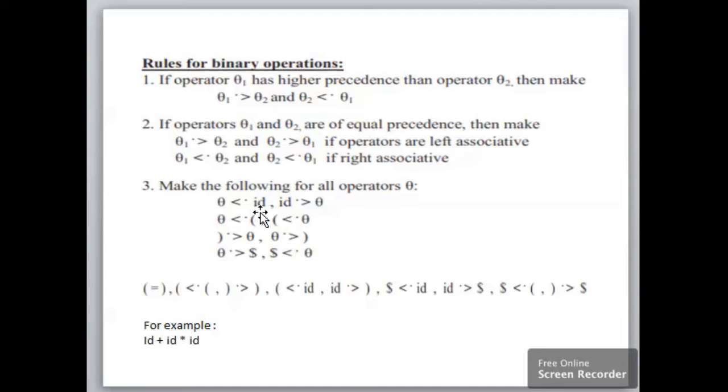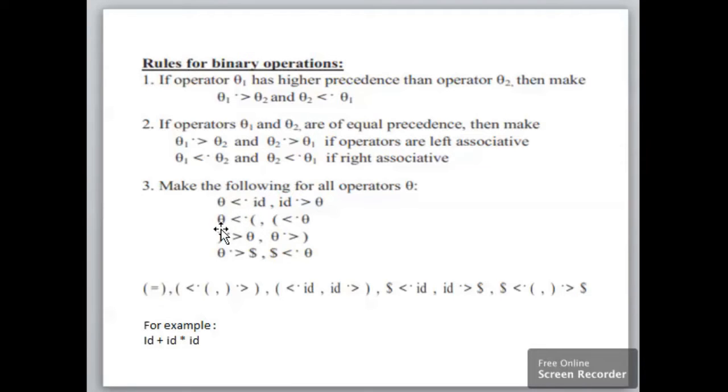So if I need to reduce to e plus e, I need to take that e plus e. It means that first I need to reduce id to e, and then the next id also to e, then only I can reduce e plus e to e. That's why the id would always have a higher precedence. Id would always have a higher precedence compared to any of the operators.